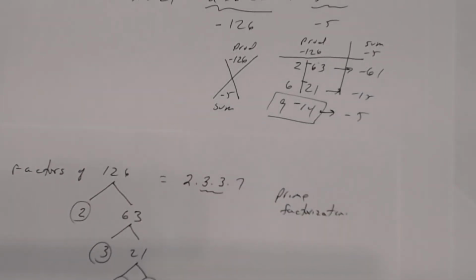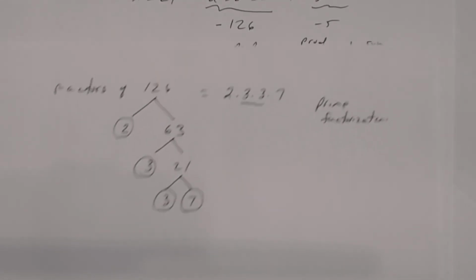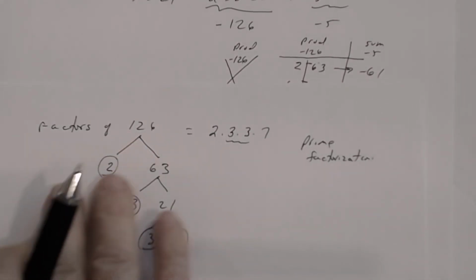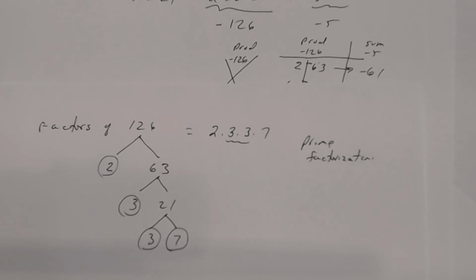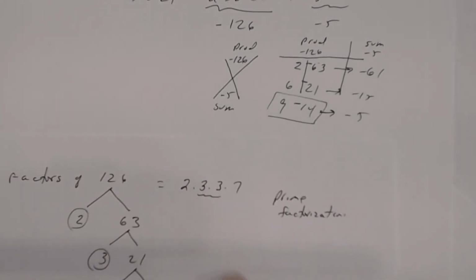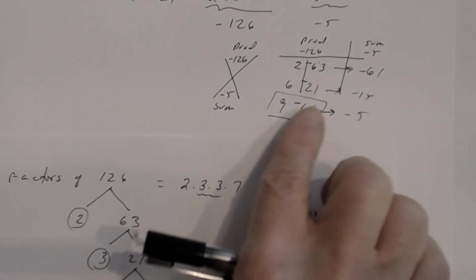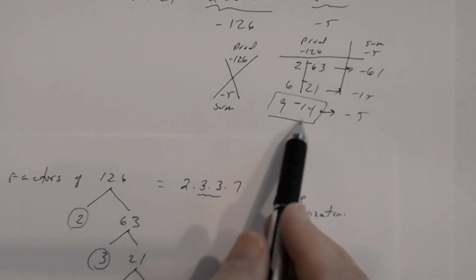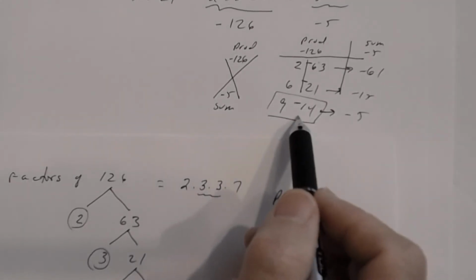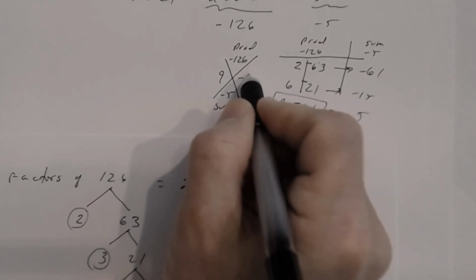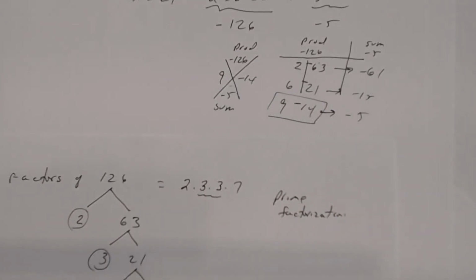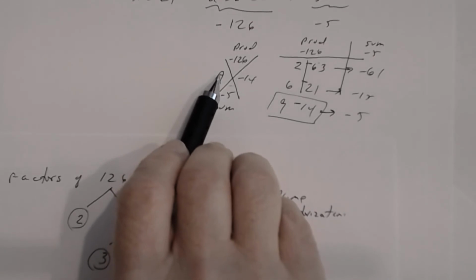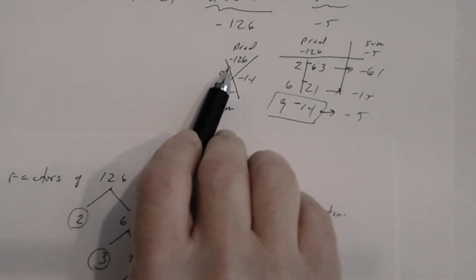negative 5. Sometimes, if the number is pretty big, it helps to use your factor tree to write the prime factorization, and then you pick pairs of numbers that will give you this product of 126. In this case it's negative, so you have to make one of those negative. Once you find the one that works, you put those 2 numbers here. Always verify: 9 times negative 14 is negative 126.